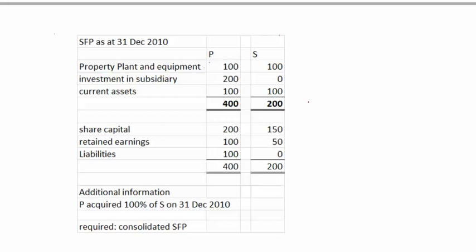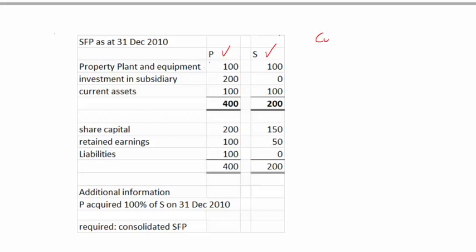Let's put our knowledge into practice. We are given here a scenario. We are given two balance sheets, or two statements of financial position, that are balancing. One of them relates to the parent and another one relates to the subsidiary. We are told that these accounts were prepared on 31st December 2010 and the acquisition date is the same date. So the subsidiary was acquired on the same date and the parent acquired 100% of that subsidiary. We are required to prepare the consolidated statement of financial position.